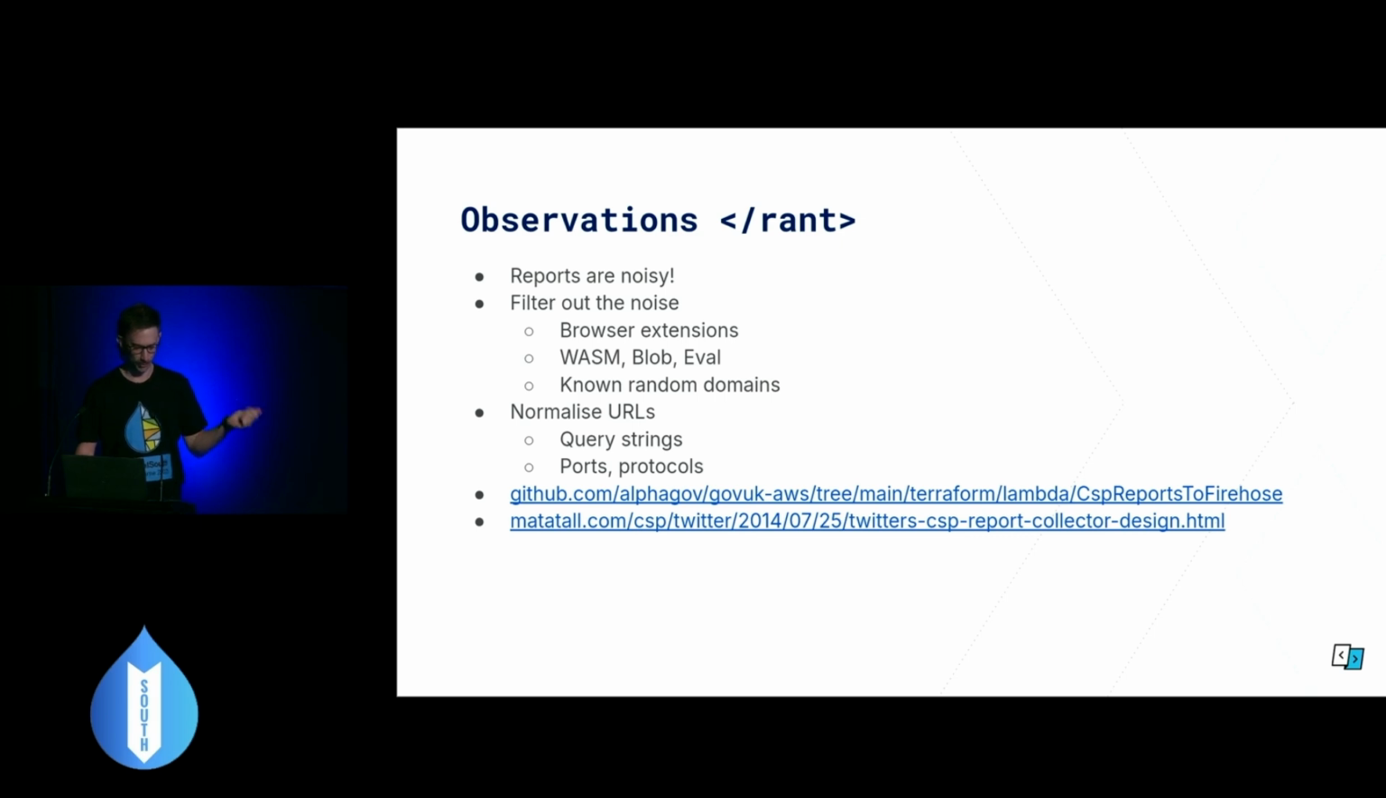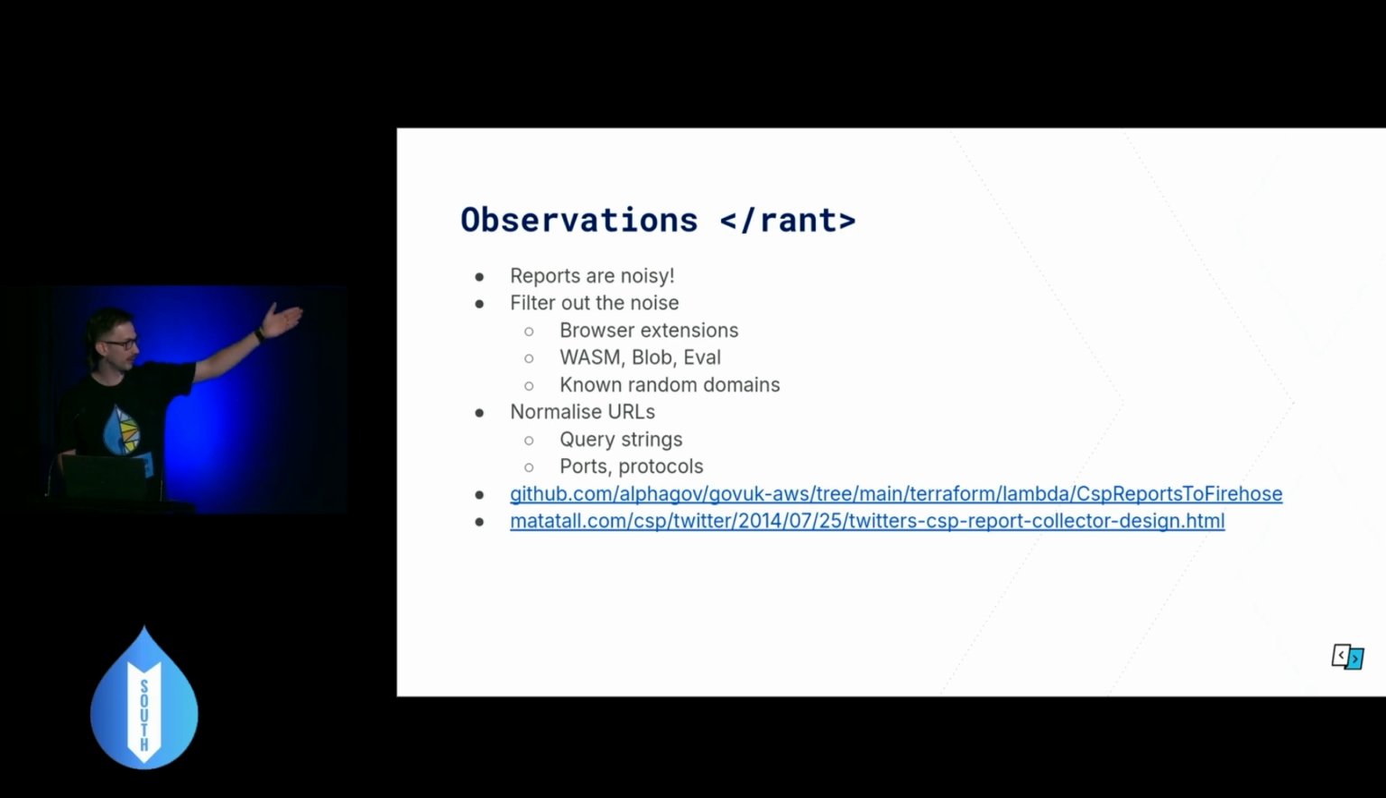So in summary, reports are noisy. You need to filter out all of this junk to separate the wheat from the chaff. There's some links here of other people that have found the same thing. So gov.uk is great because they open source a lot of their infrastructure. They have this CSP reports to Firehose, which is an AWS service that basically ingests logs and does stuff with it. But if you look at that, you can see all the things they're filtering out. And it's all the same things I mentioned before, like random URLs, browser extensions, etc.